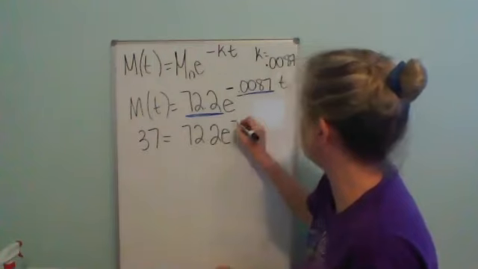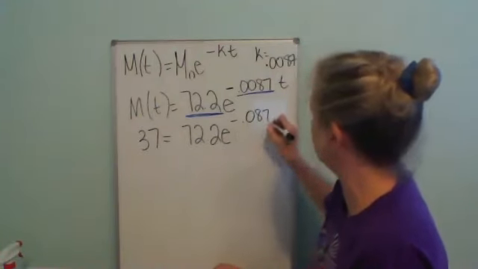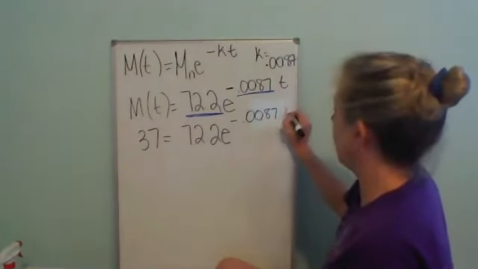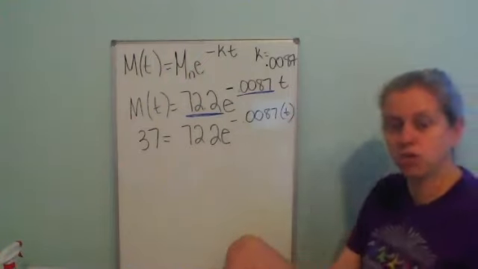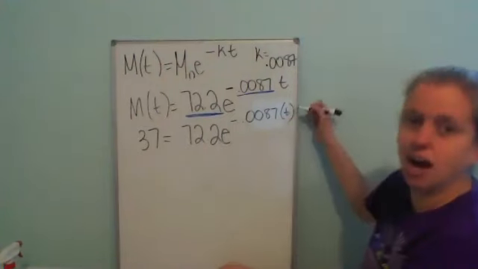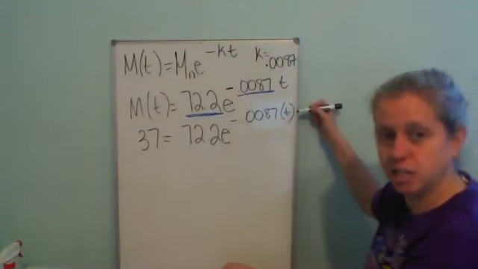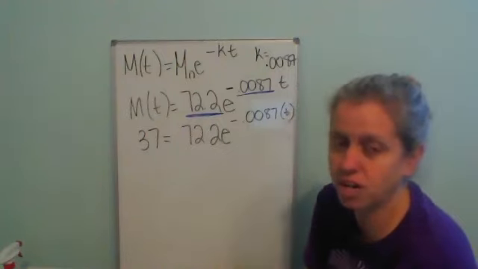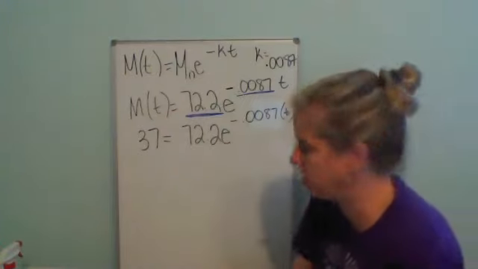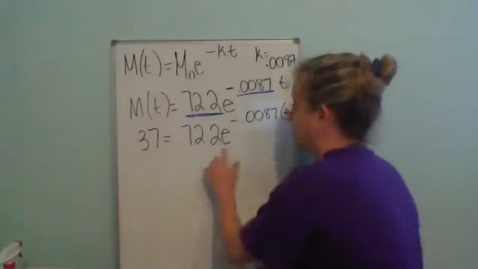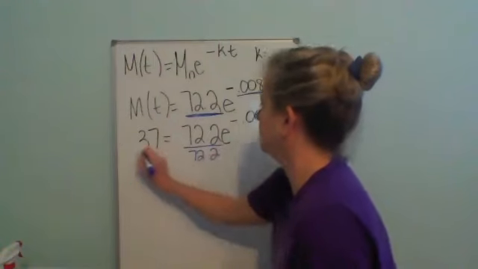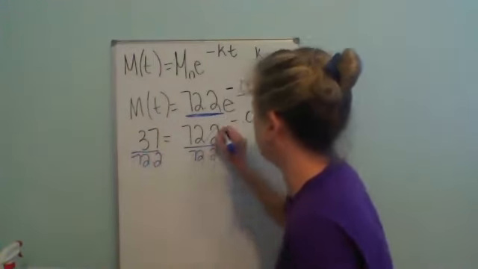72.2 e to the negative 0.0087. I do not know t, right? That's what I'm looking for, how many years is that going to take? Again, I'm solving for something that's up in an exponent. What does that tell you? At some point in this problem, I'm going to have to ln both sides to bring that out of my exponent down in front of the e. But before you do that, you want to get rid of the 72.2. So divide both sides by 72.2.